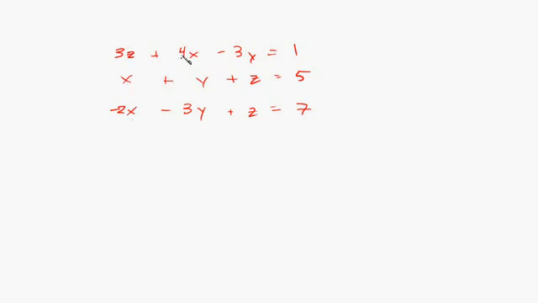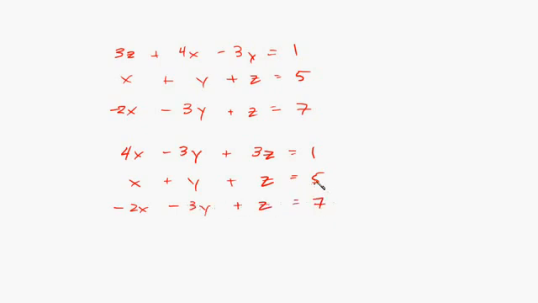Well, you want to get the x's in one column, y's in the next, z's in the last. So in this case here, we can exchange the 4x and the 3z. Actually, we can put the 3z at the end. That'd be a lot simpler. So you can write 4x minus 3y plus 3z is equal to 1, and x plus y plus z is equal to 5. And this one's already set up, so we can do negative 2x minus 3y plus z is equal to 7.